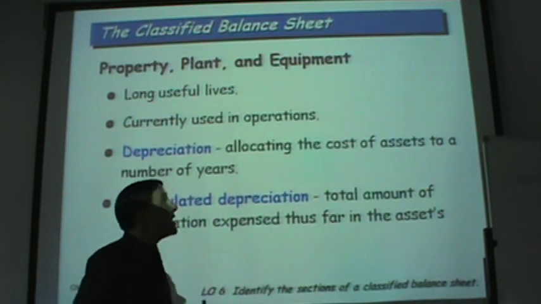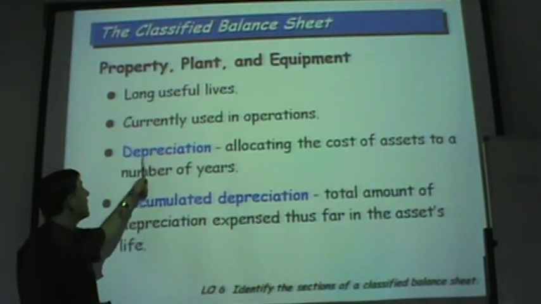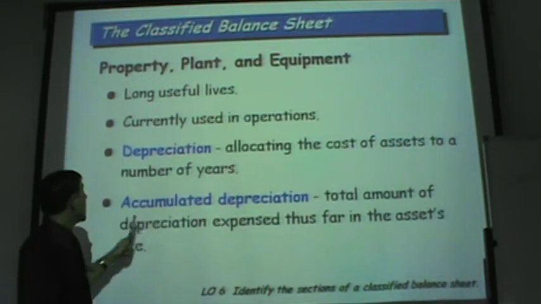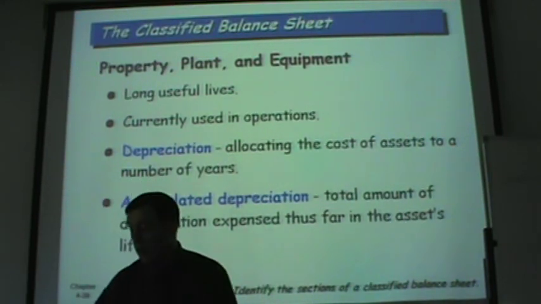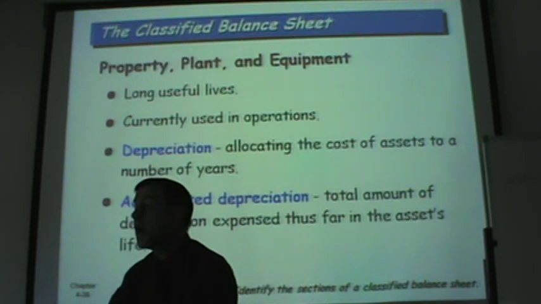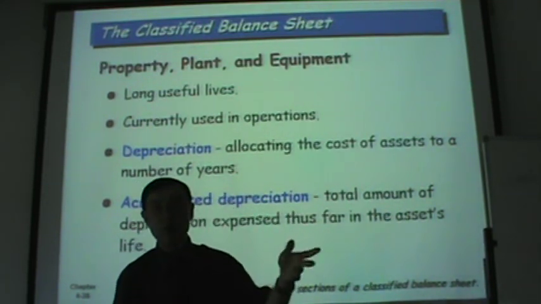Okay? And if you have property, plant, and equipment, you have depreciation, and you also have accumulated depreciation. So, a keyboard is going to be used more than 1 year, so it is property, plant, and equipment, part of equipment.